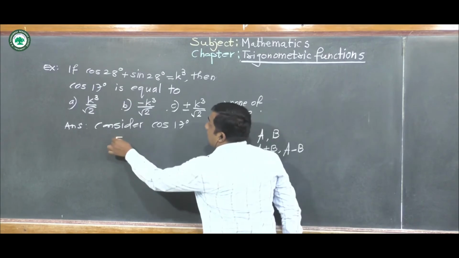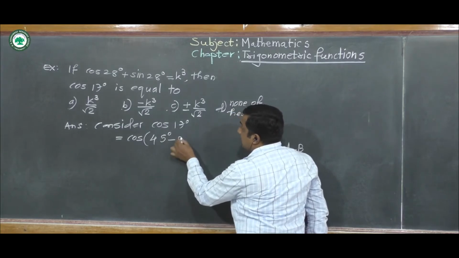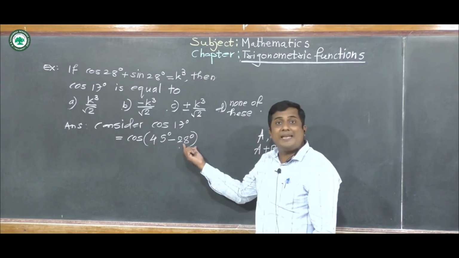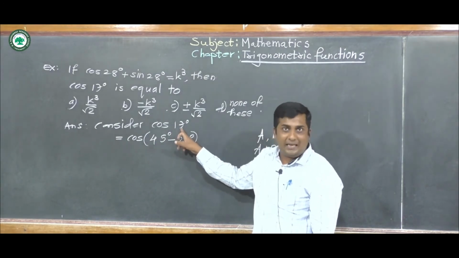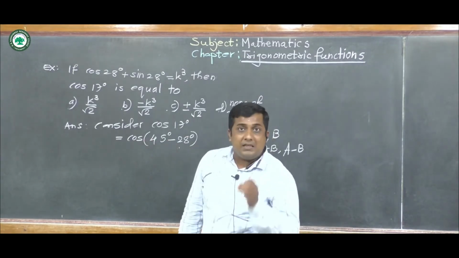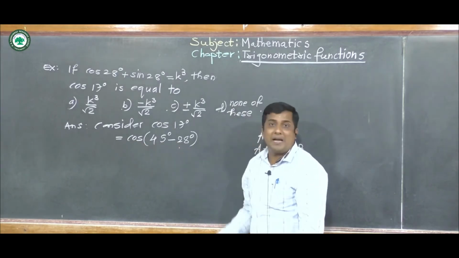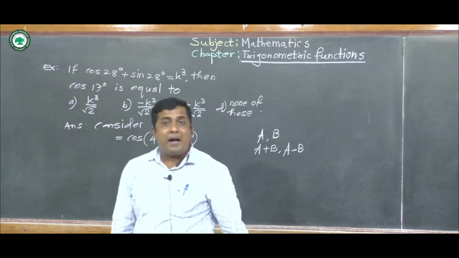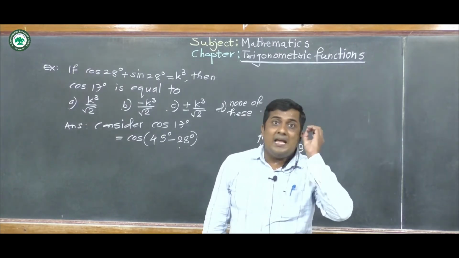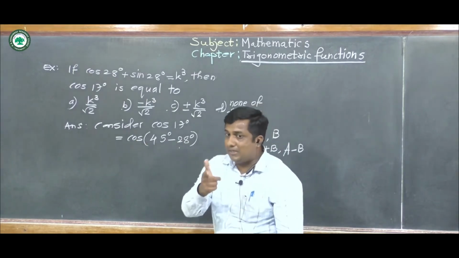So here I write this cos of 17 degree as here 45 degree minus here 28 degree. Remember, here 45 minus 28, here is 17 degree. Now we know here cos of 45 degree minus 28 degree, this is of the form here cos of A minus B. And we know here cos of A minus B is cos A cos B plus sin A sin B. Okay, so we have to write this cos of 45 degree minus 28 degree using this formula.